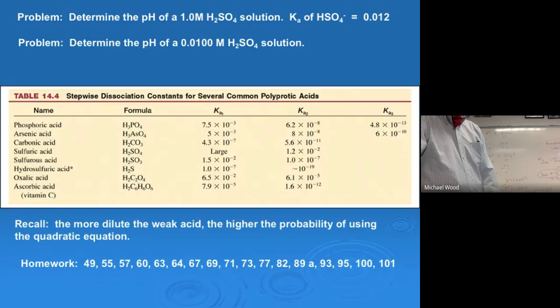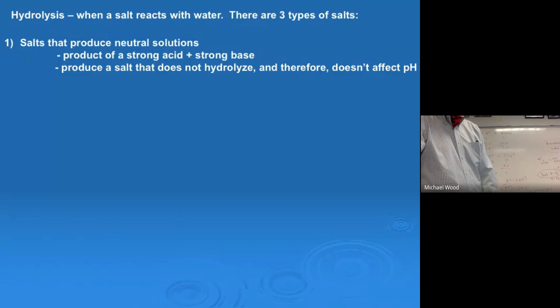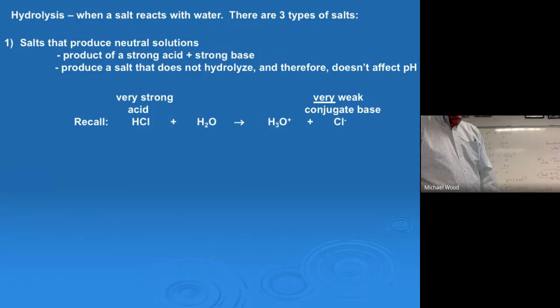Okay, so we're going to get into this process called hydrolysis. What we're going to do here now is look at a salt. A salt is an ionic compound, so we have a metal and a non-metal, a cation and an anion. And we're going to decide, is this acidic or basic or neutral?